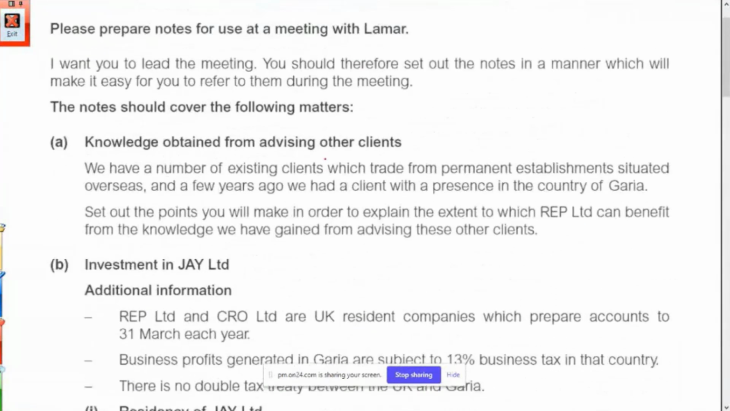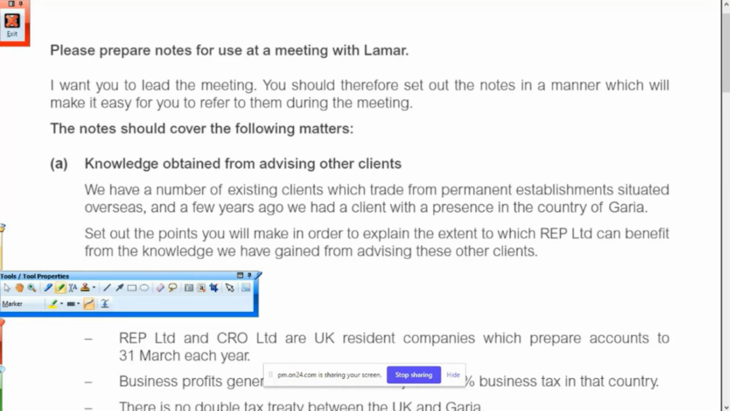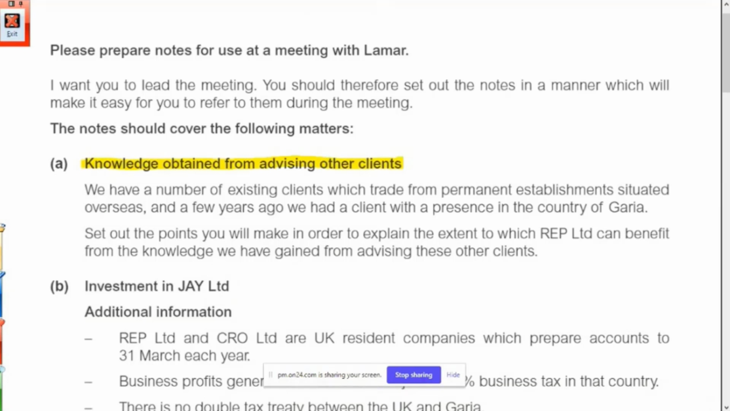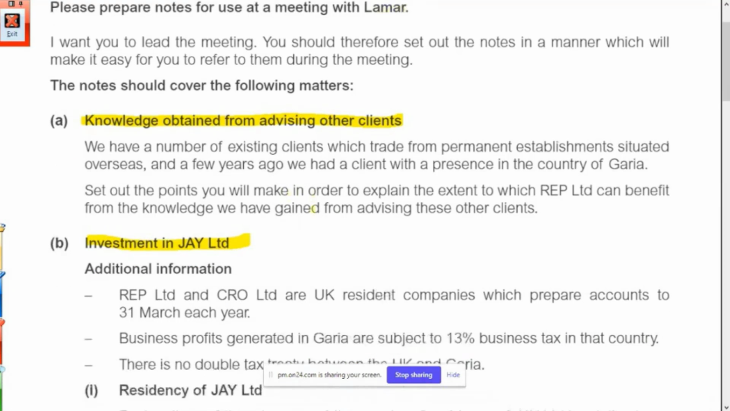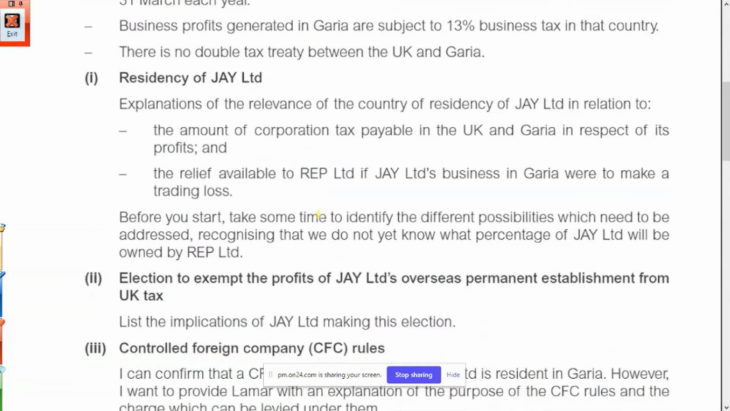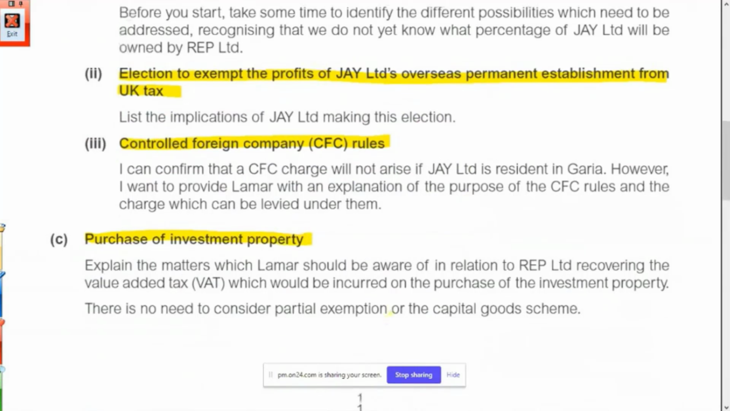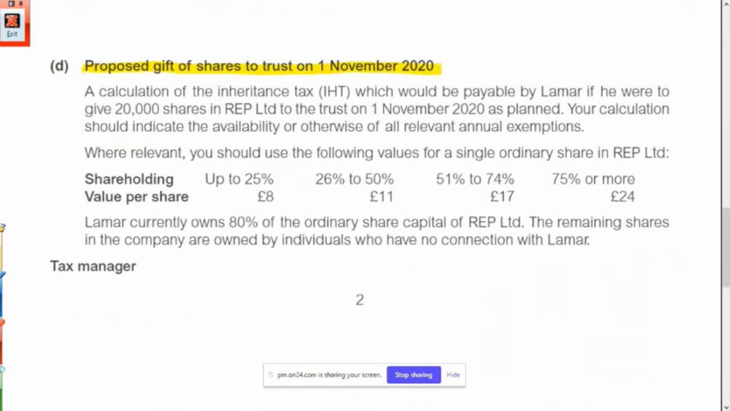from your manager. Now, this in here is going to be other aspects of things, other things you need to do, okay? But before we get into the information of the client, let me just highlight some of this to show you. Note that these headings are the same as the headings in the required. So knowledge obtained from advising other clients, investment in J, okay? And remember, the second bit was broken down into 3 parts, Roman numerals 1, 2, and 3, okay? And then it moved on to purchase of investment property. This was the required. And then it moved on to the gift of the shares.